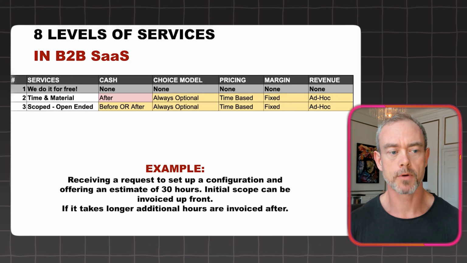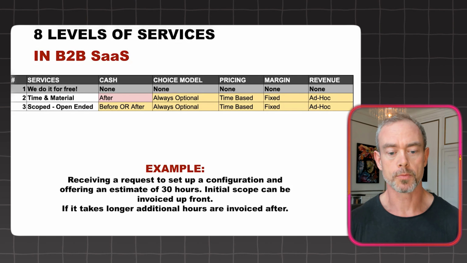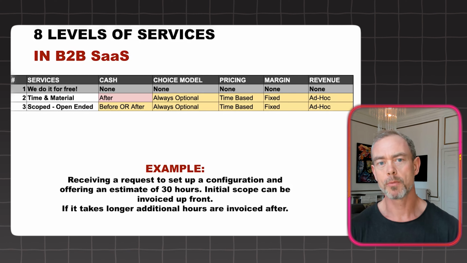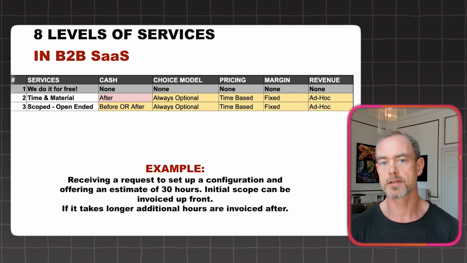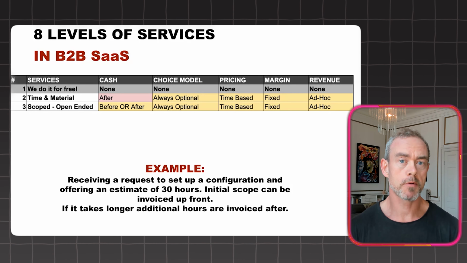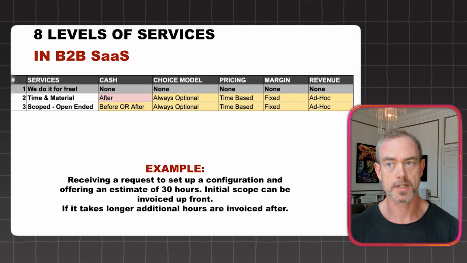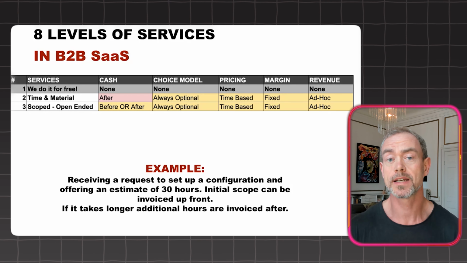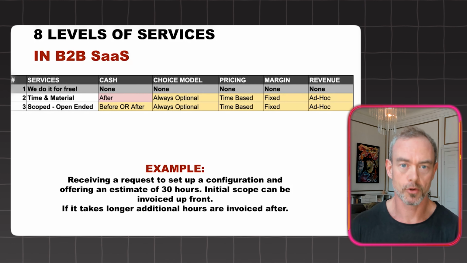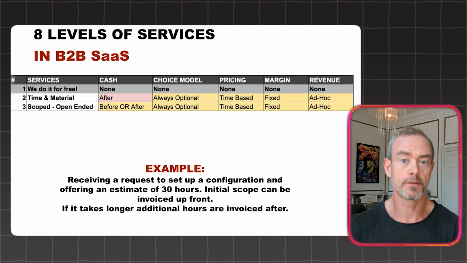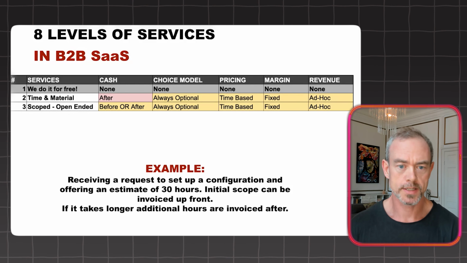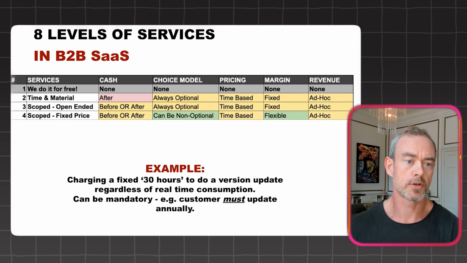Okay, third model is scoped. So scoped is now where the customer says, hey, I want you to do this for me. How many hours is it going to take? And then you say something like 30. And now cash, at least some of it, can come before the fact. So you can say, of the 30, I'll invoice you 15 now, half. And then, if I spend 25, I'll only invoice the 10. If I spend 40, I'll invoice 25 more. So the margin is still fixed, pricing is still time-based, it's usually optional, revenue is still ad hoc.